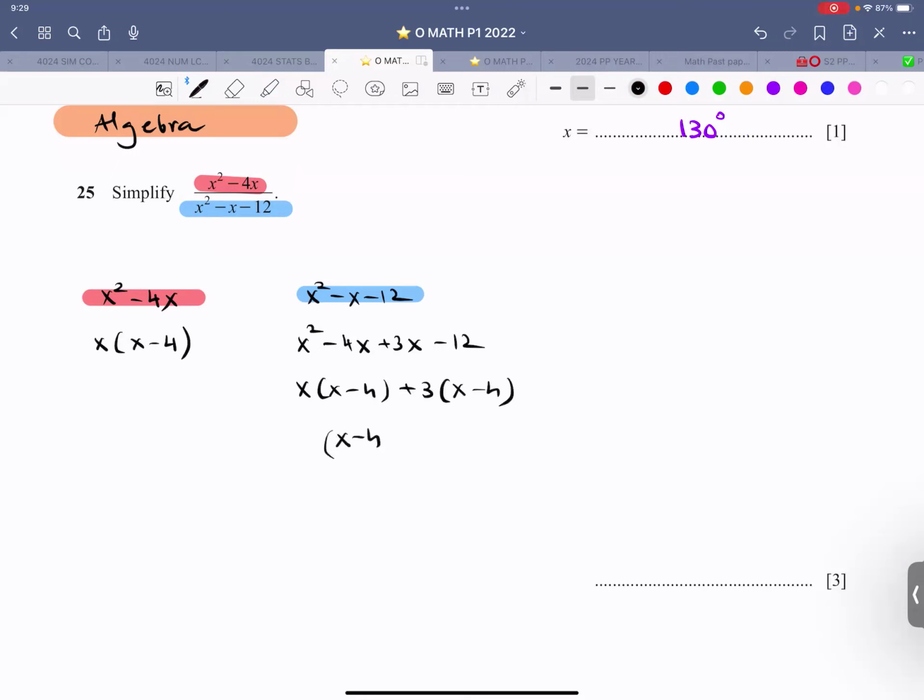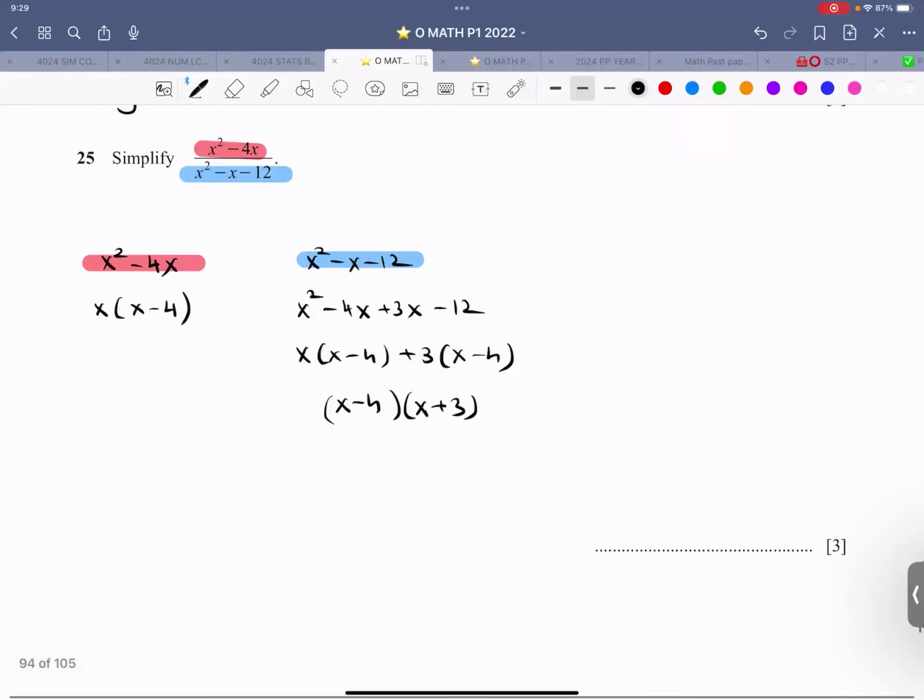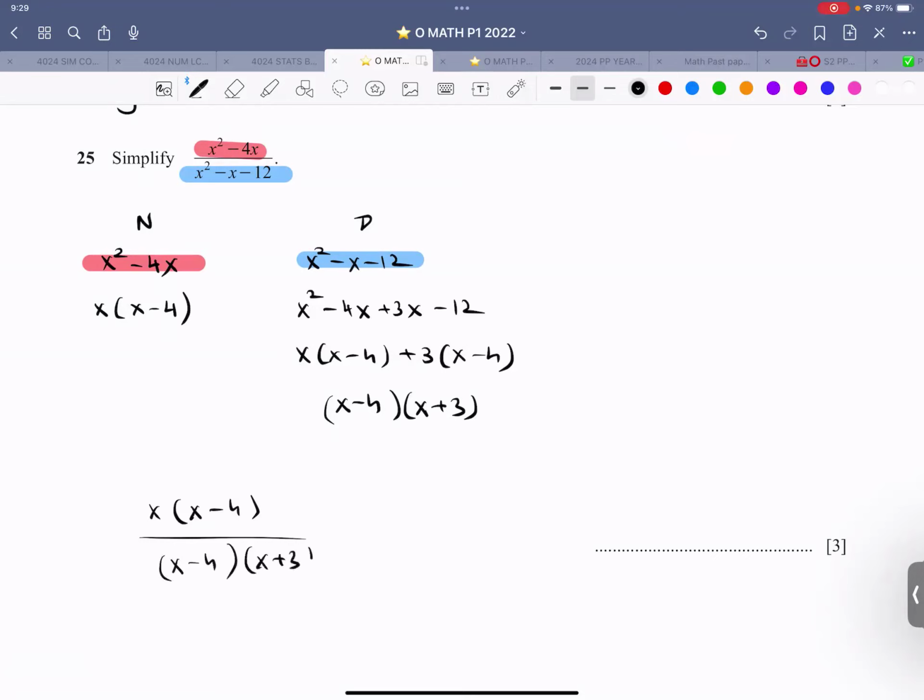Therefore, x minus 4, x plus 3. So now write it down. This is the numerator. This is the denominator. This is x minus 4 divided by x minus 4 and x plus 3.